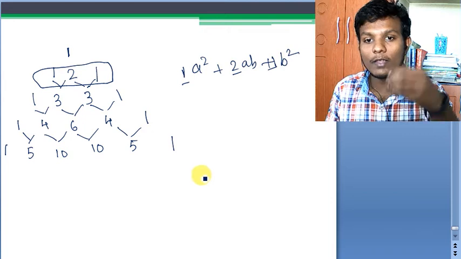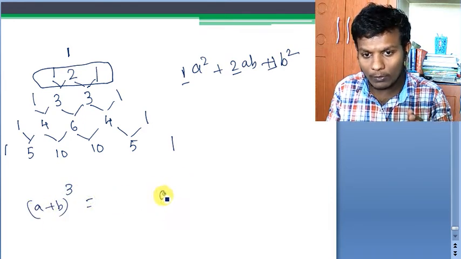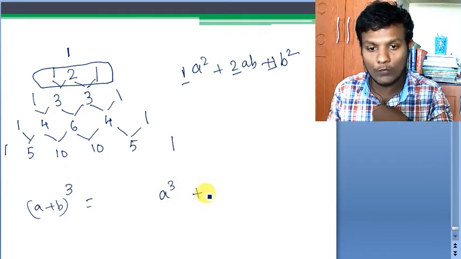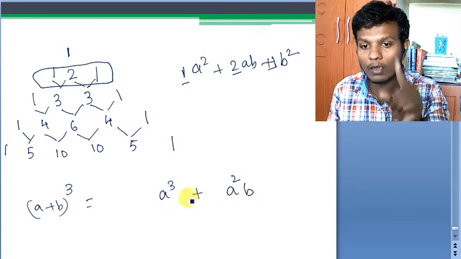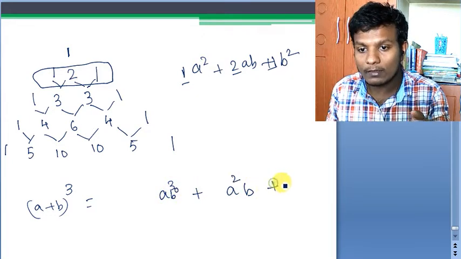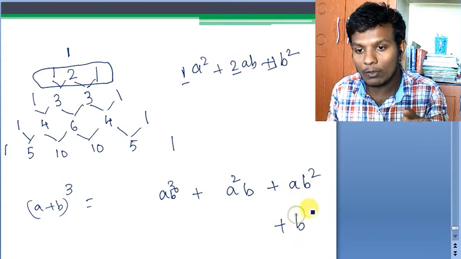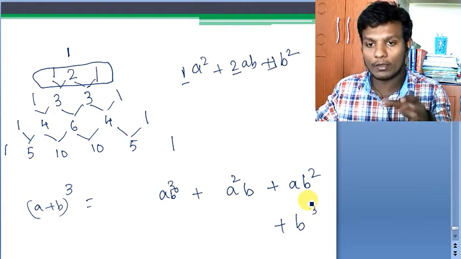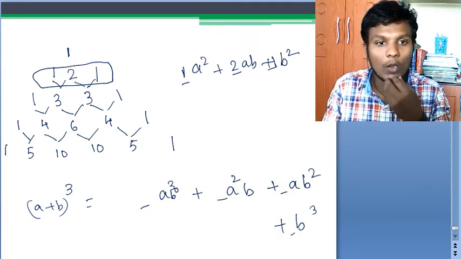In the case of (a plus b) whole cube, first you write a cube plus, leaving a gap for the coefficient, because we don't know the coefficient yet. a has to fall by 1, it will become a square, then b has to gain 1. Why? Because there is no b, assume b power 0 is there. So plus, then a will again fall by 1, a b square, then only b cube. Just try to identify the things and write them in order. After that we have to write some numbers here, which we call coefficients.